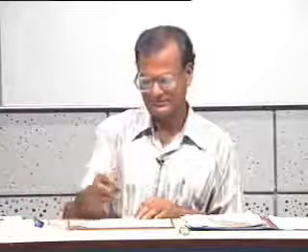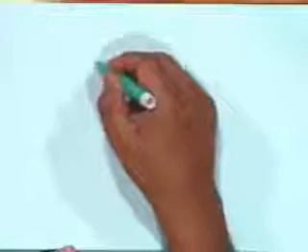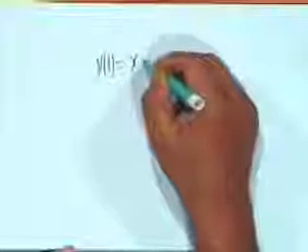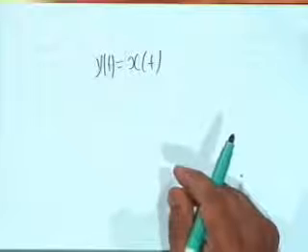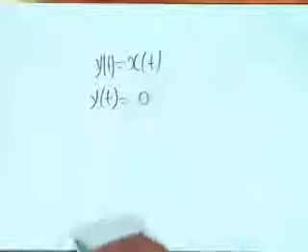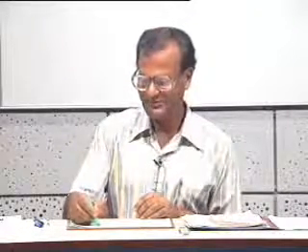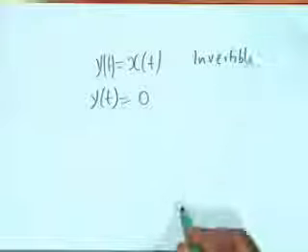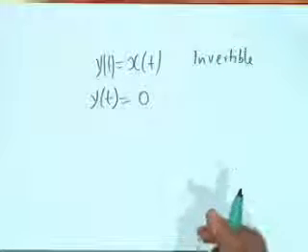Some questions. What about this system, y of t equal to x of t? Is it invertible? Yes, it's an identity system. So what is its inverse system? Also an identity system. Now, y of t equal to 0. Is this invertible? No, because from a 0 output, you can't find out what the input is.